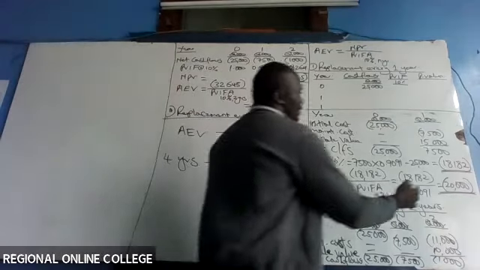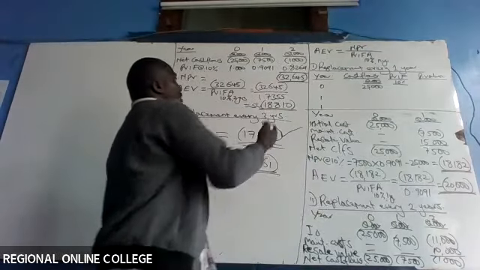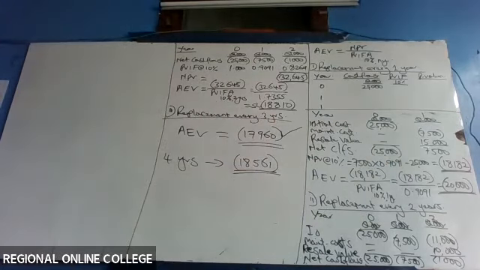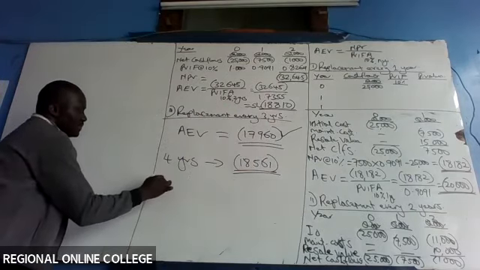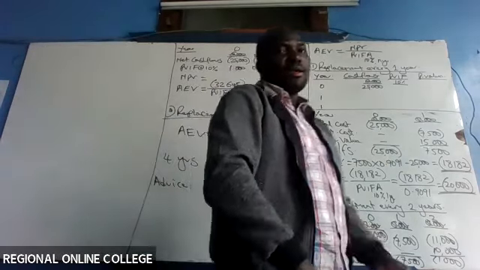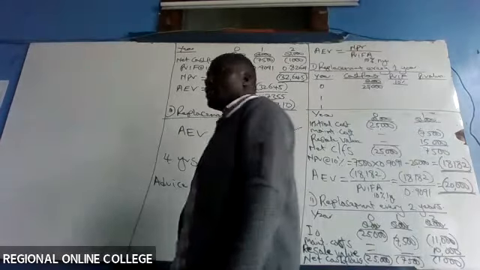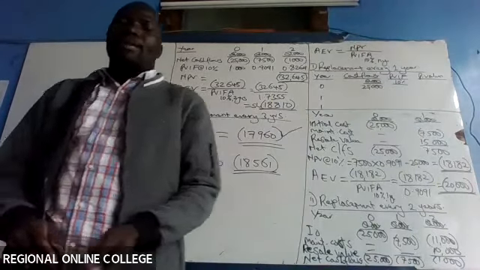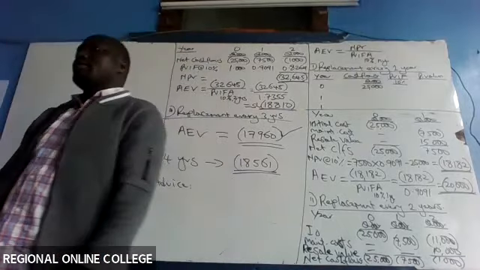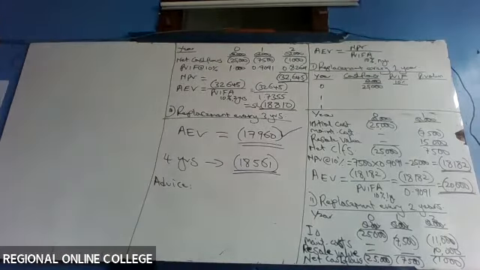Every 1 year was negative 20,000. Every 2 years, negative 18,000. So have you told them what to do? Okay. I saw about the advice. A replacement should be made every 3 years. Replacement should be made every 3 years.